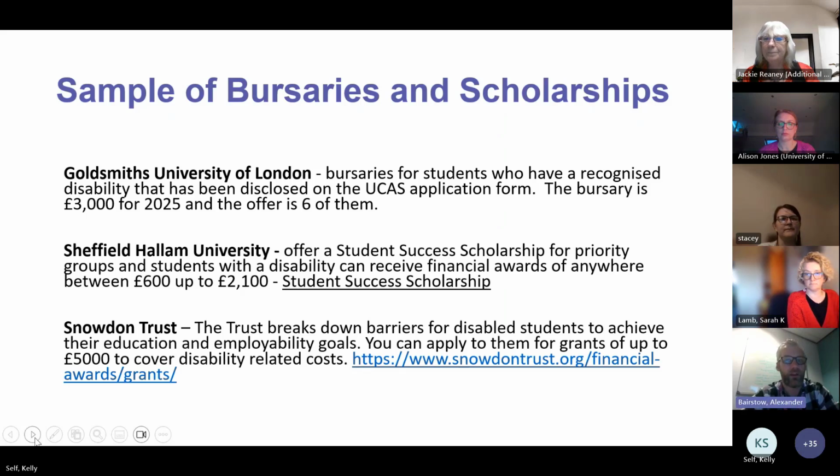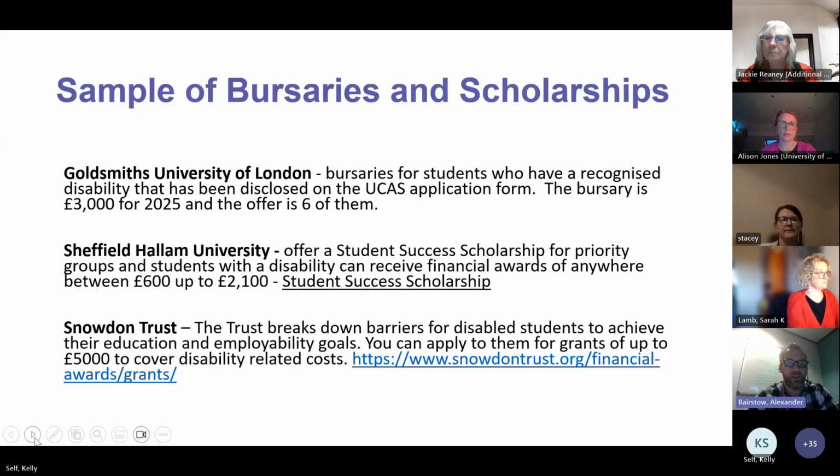So just a couple of examples there on screen. Goldsmiths, University of London offer bursaries for students who have a recognised disability that has been disclosed on their UCAS application form, and the value of that bursary is £3,000 for this coming academic year. Sheffield Hallam University offer a student success scholarship for priority groups of students with a disability, and you can receive financial awards of anywhere between £600 and just over £2,000.